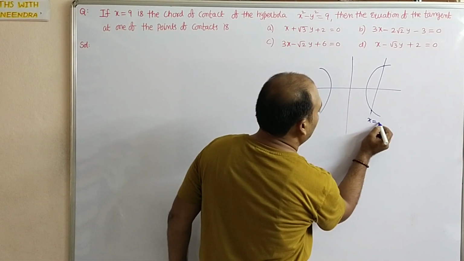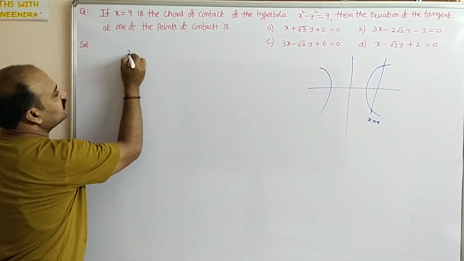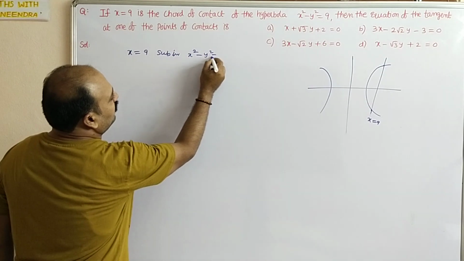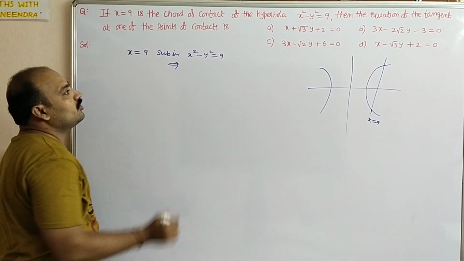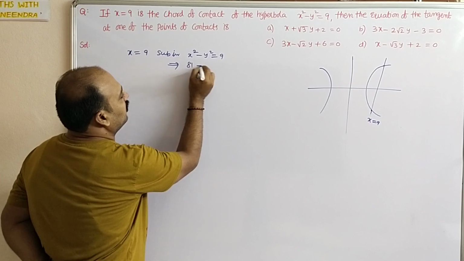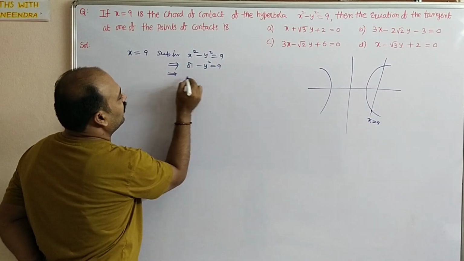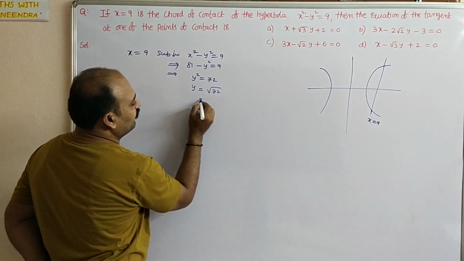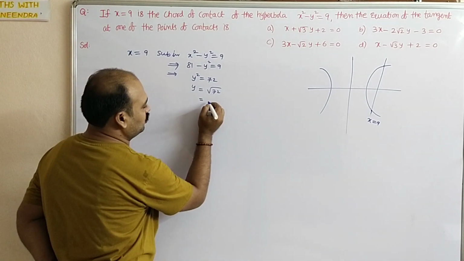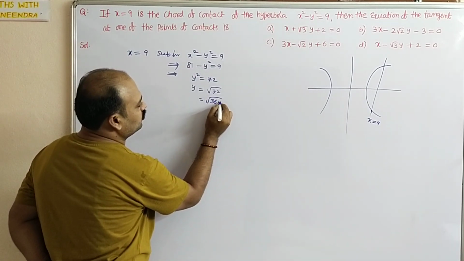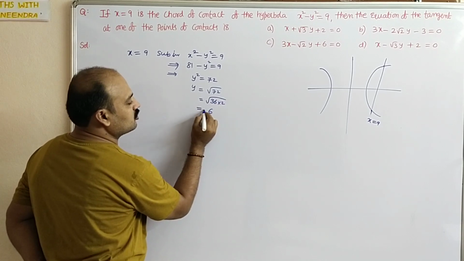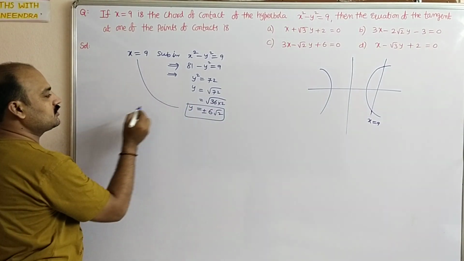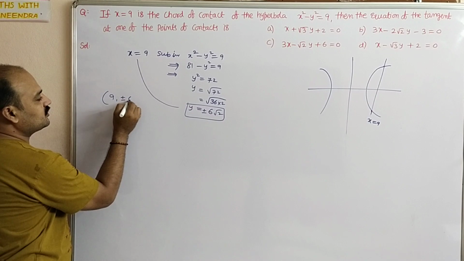x is equal to 9. So in this hyperbola, x is equal to 9. Substitute in the curve x square minus y square equal to 9, we will get the point of contact. So x is equal to 9, substitute there. 81 minus y square equal to 9, that implies y square equal to 72. So y is equal to root over 72. This can be written as 36 times 2. So 36 we can take outside, 6 plus or minus root 2. Therefore the points of contact we can write as 9 comma plus or minus 6 root 2.